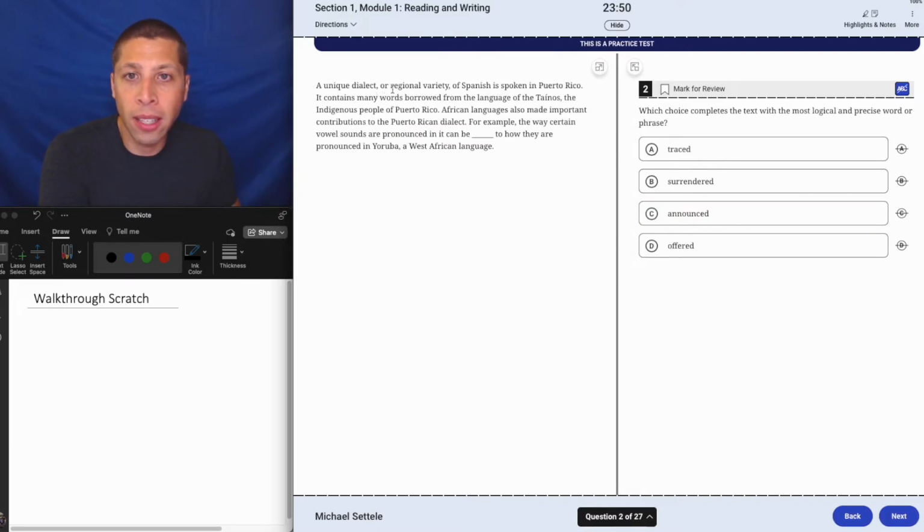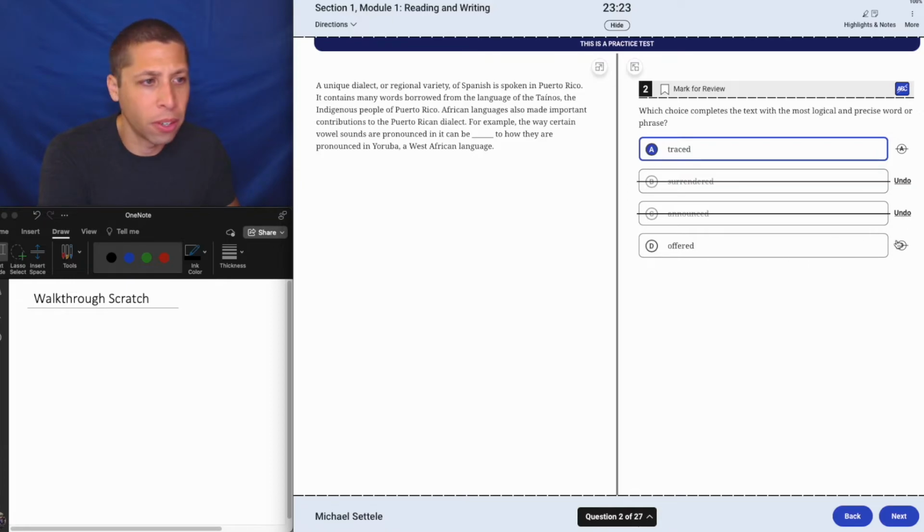A unique dialect or regional variety of Spanish is spoken in Puerto Rico. It contains many words borrowed from the language of the Taínos, the indigenous people of Puerto Rico. African languages also made important contributions to the Puerto Rican dialect. For example, the way certain vowel sounds are pronounced in it can be blank of how they are pronounced in Yoruba. Okay, maybe traced. Surrender doesn't make sense. Announce, no, you're not announcing anything. Offered, no. So I didn't know what to put in that blank, but sometimes you just test them out and that one makes sense.